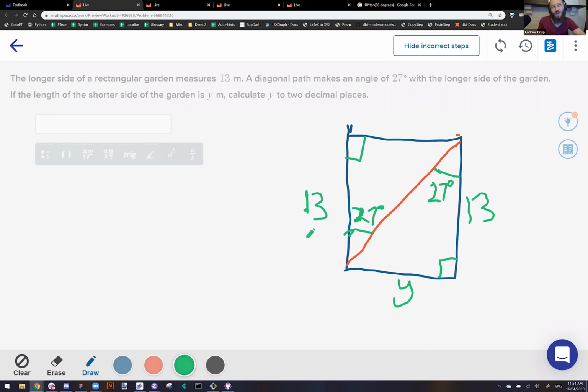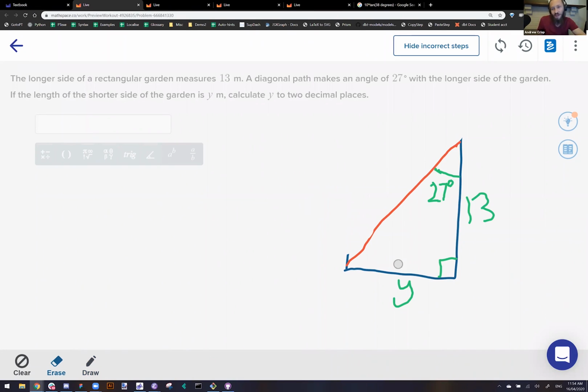But remember what I said all the way back at the beginning. Everything is just right-angled triangles. Rectangles are just two right-angled triangles stuck together. So because it might be confusing, I'm just going to get rid of all of this part, ignoring the other parts of the garden. I'm just focusing on the bottom rectangle here.